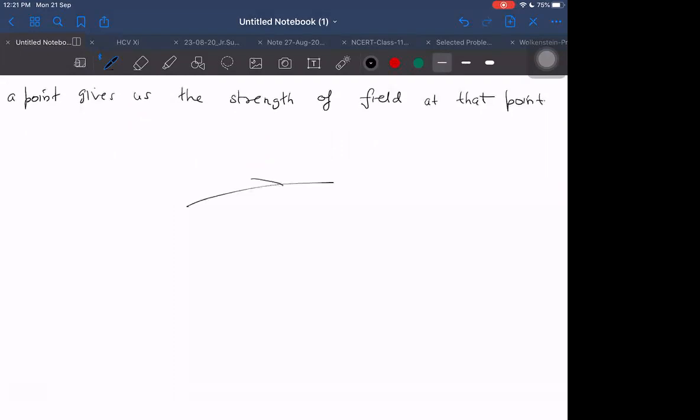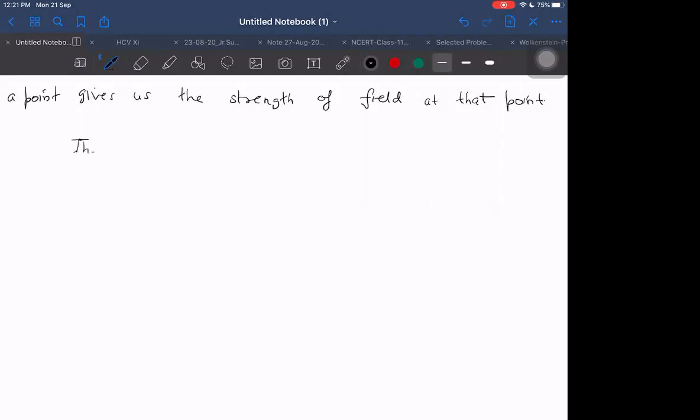Field lines cannot cross each other. Why can they not cross each other? Because the field line at any point gives us the direction of the force at that point, and the direction of the force will always be in one particular direction. It cannot be in two directions. Due to two masses there will be two forces in two directions, but the resultant will always be in the same direction. Therefore, the field lines don't cross each other.